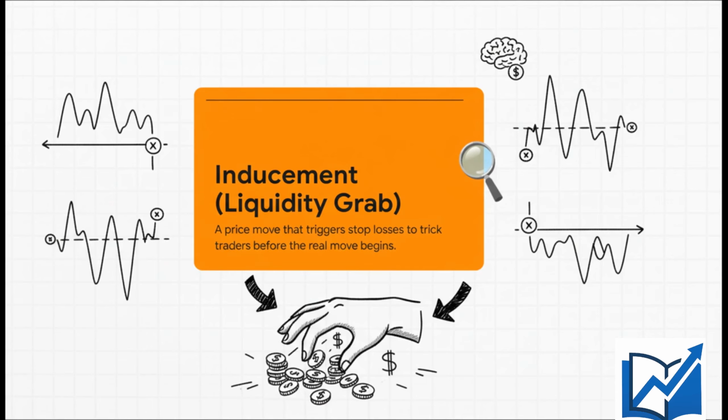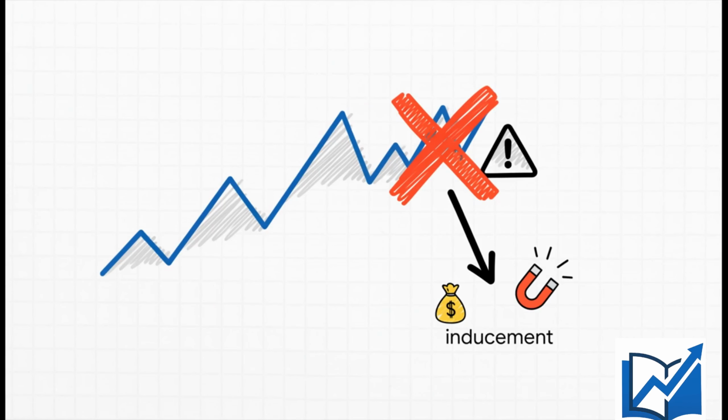See, the big institutional players, they know exactly where most traders are placing their stop losses. An inducement is a deliberate move they make to hit those stops, grab all that money, that liquidity, before the real move actually starts. It usually looks like the very first, most obvious little pullback after a new high or low is made. So here's what that trap looks like in the wild.